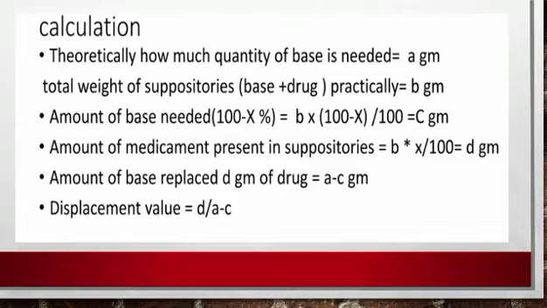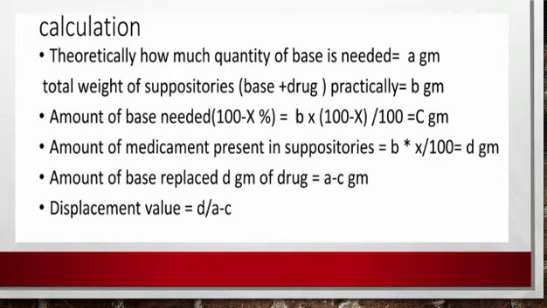A is theoretically how much quantity of base is needed, which is up to a gram. And next, B is the total weight of suppositories, that means base plus drug. If we are taking 2 gram suppositories, it will be the total weight of suppositories practically. So B gram will be the weight of suppositories, that includes base plus drug.